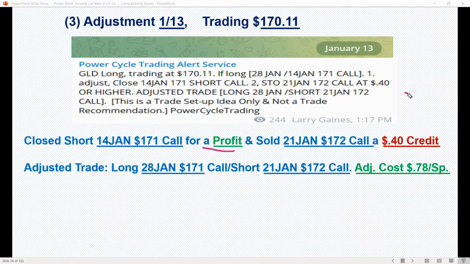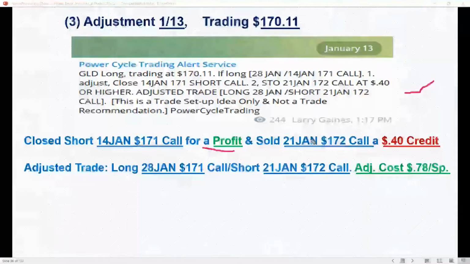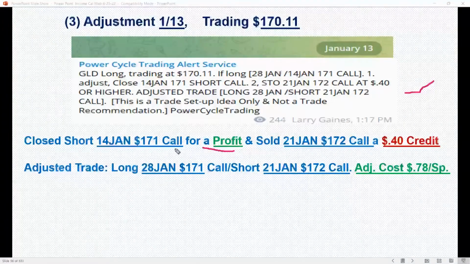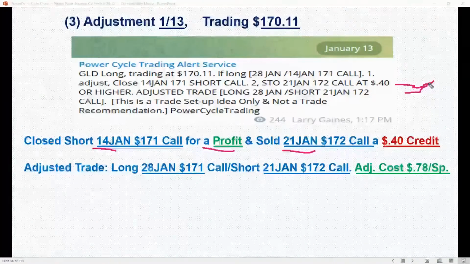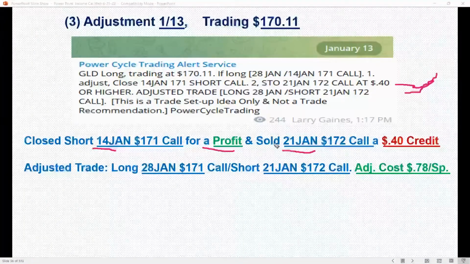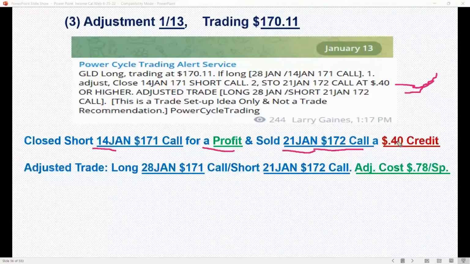Now it started to inch up a little bit, so we decided, okay, let's sell the next series out. We went from the 14 Jan to the 21 Jan, and instead of selling the 171 call, since we're starting to see a little bit of movement to the upside, we decided to go ahead and spread this trade out. So we sold the 172 call against it, right at a 40 cent credit. We just adjusted this to what we now call a long calendar diagonal.